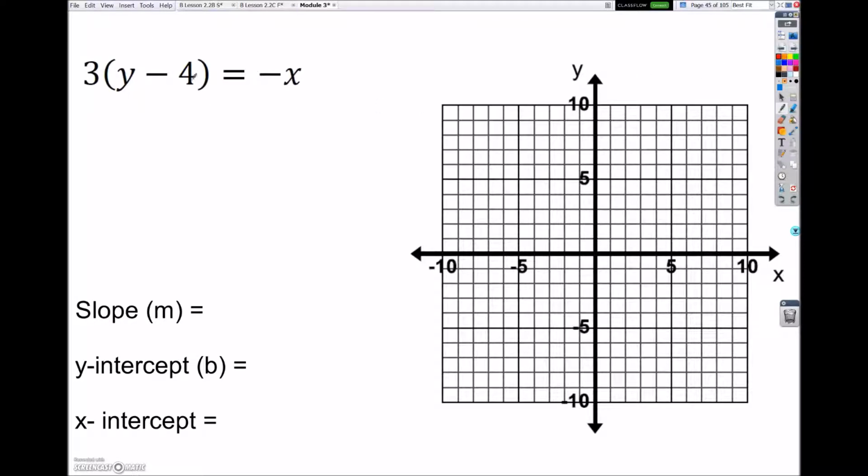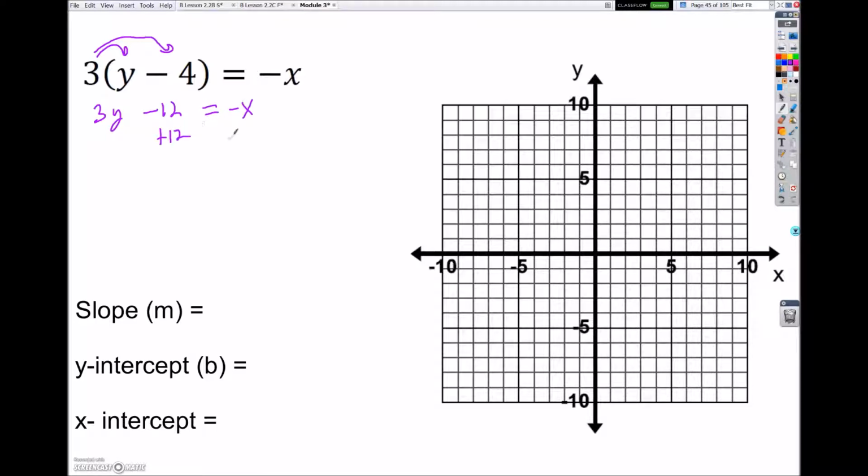So the first thing I'm going to do is I am going to want to get y all by itself. There's 2 ways to do this, and what students tend to do is they tend to go a little longer way by distributing the 3. So I'm going to do that method because that's what students tend to do first. So I'm going to get 3y minus 12 is equal to negative x.